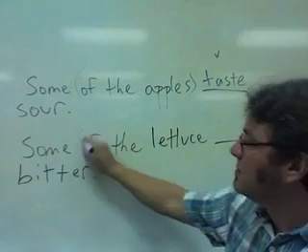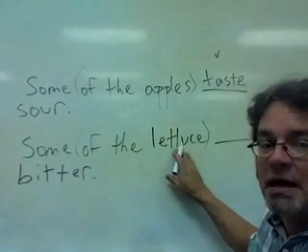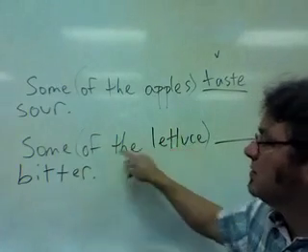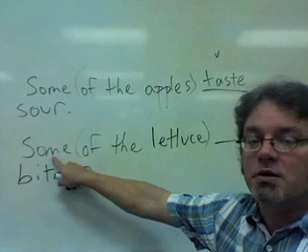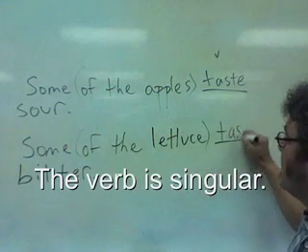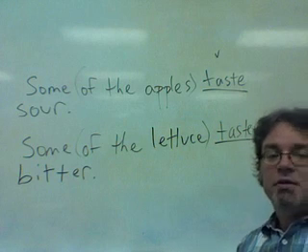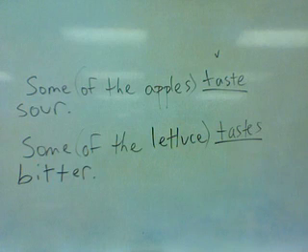But in this sentence, this prepositional phrase uses a non-count noun, lettuce, that describes the word some. So this is going to be singular. Some of the lettuce tastes bitter. Do you see the differences between these two sentences?